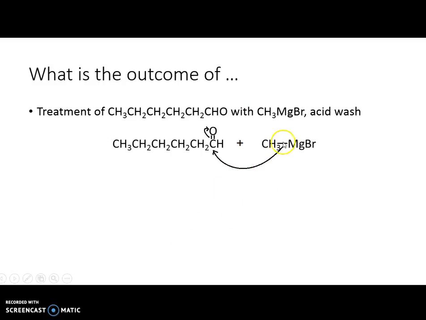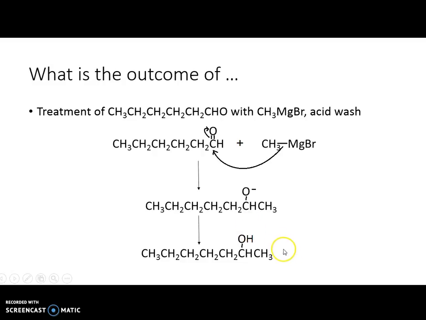Here's the mechanism for it. The electrons come in, hit the carbonyl, and the electrons jump up onto the oxygen. That gives us this intermediate. There's a magnesium that would be complexed with it, but this is the organic part that we're interested in. Of course, this is highly basic, and if we treat it with water, water will protonate that oxygen to give you an alcohol. Notice this was an aldehyde. Now we have a secondary alcohol, and not only that, there's one more carbon on the chain. 6 here, 7 there.